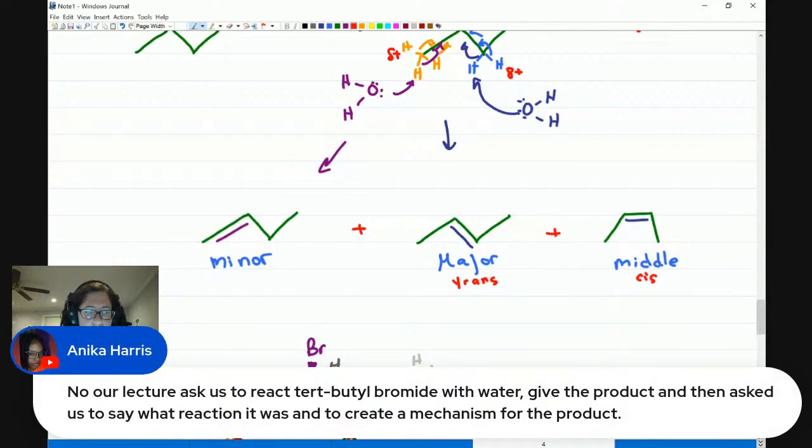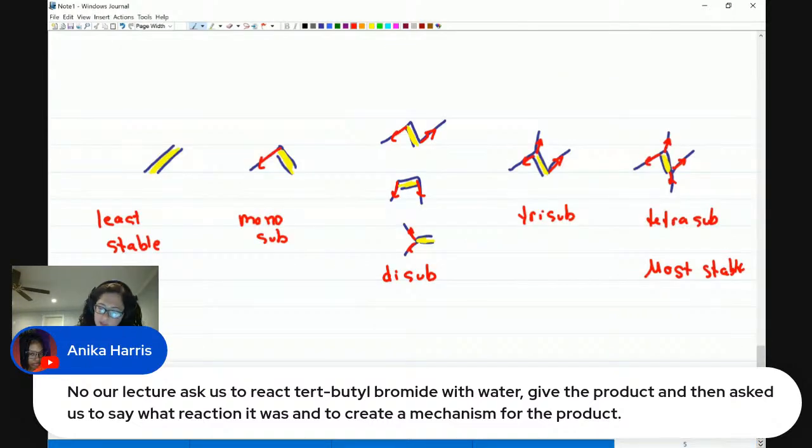Question. Our lecturer asks us to react tert-butyl bromide with water, give the product, and then asks us to say what reaction it was. So let's take a look, because that is actually a very good question.